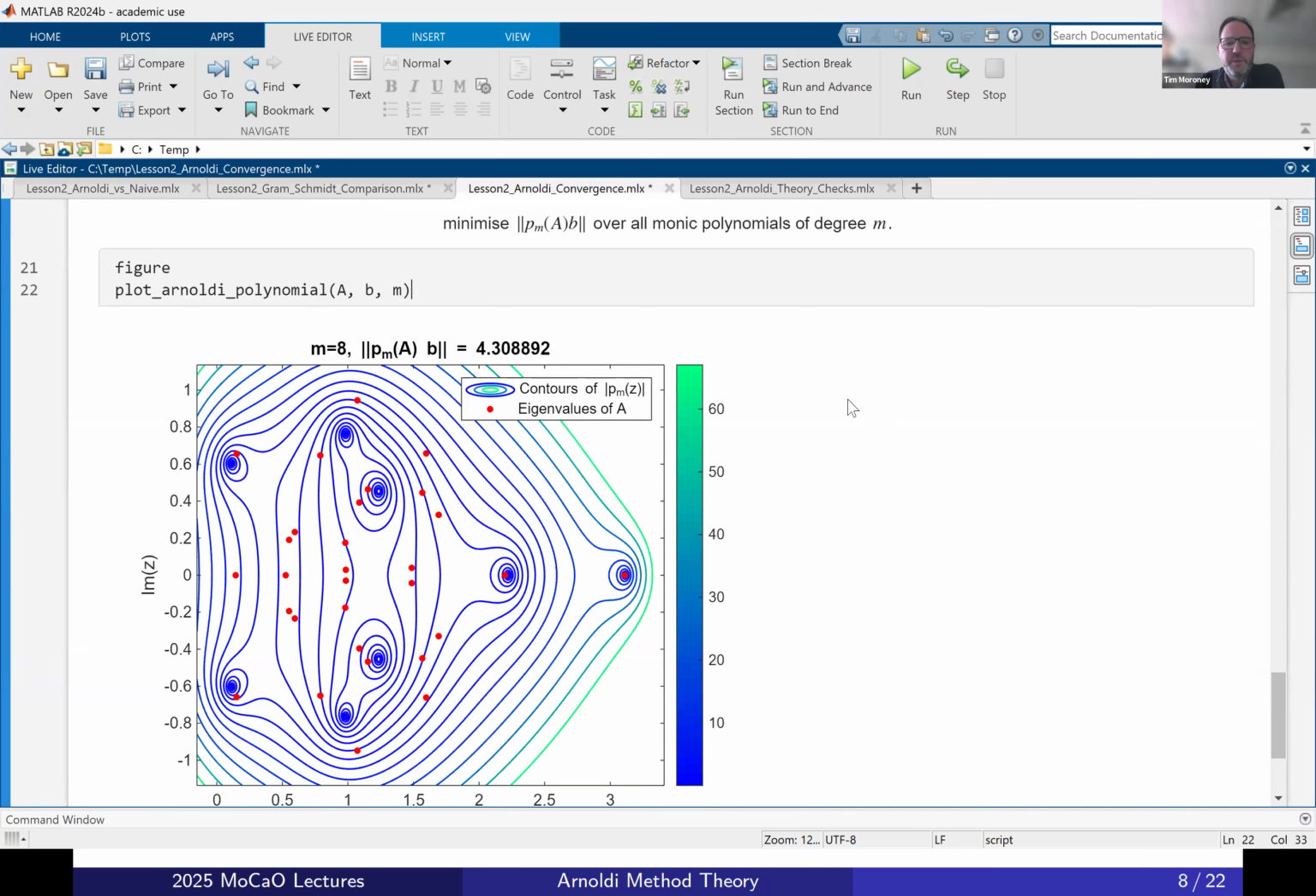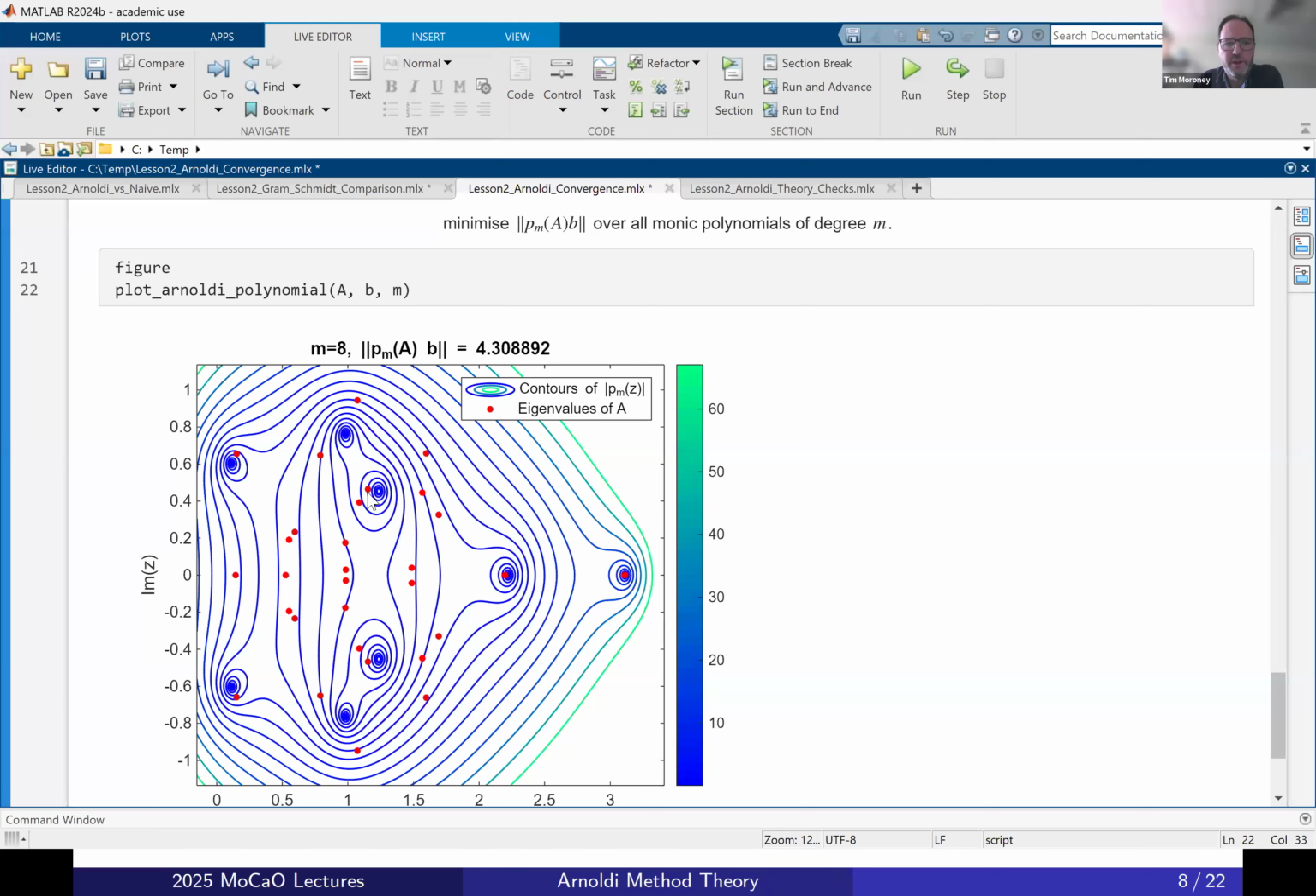So in this picture, the contours are of the optimal polynomial of this degree m. Think of all the possible monic polynomials, so the coefficient of the highest power is 1. Many of them will do terribly at minimizing this norm, Pm of A times B, but one of them does the best, and that's the one that we're seeing in contour here.